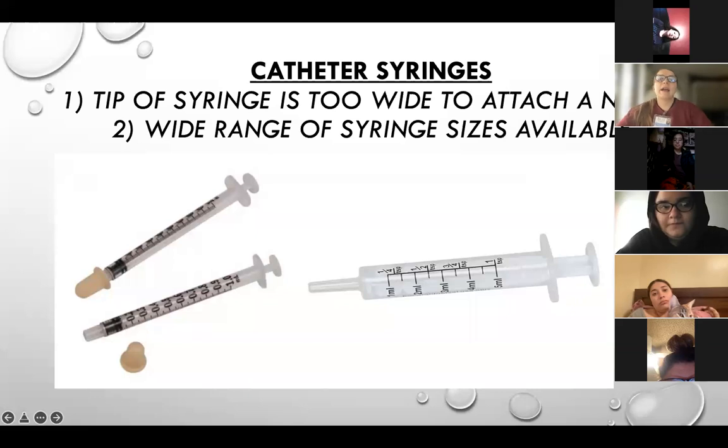Now, this is an example of our catheter tip syringe. Again, just getting a closer look here. They do manufacture catheter tips all the way down to 1 cc or larger, just depending on the size of your medication, size of your patient.